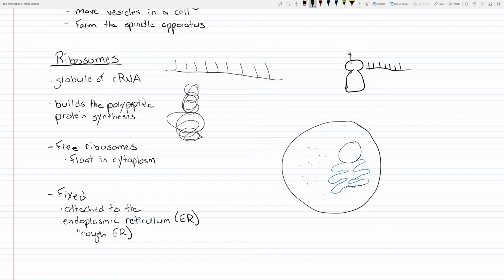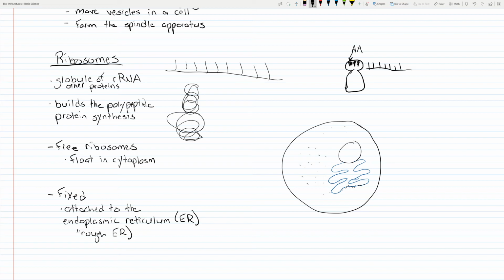The small portion actually has like three channels, three little gaps in it, and the amino acid will come in and attach like that. We'll talk about that when we talk about DNA replication. But I just want you to understand what a ribosome is and what it's made of. It is made of globules of RNA and, let's just say, other proteins, to be complete.